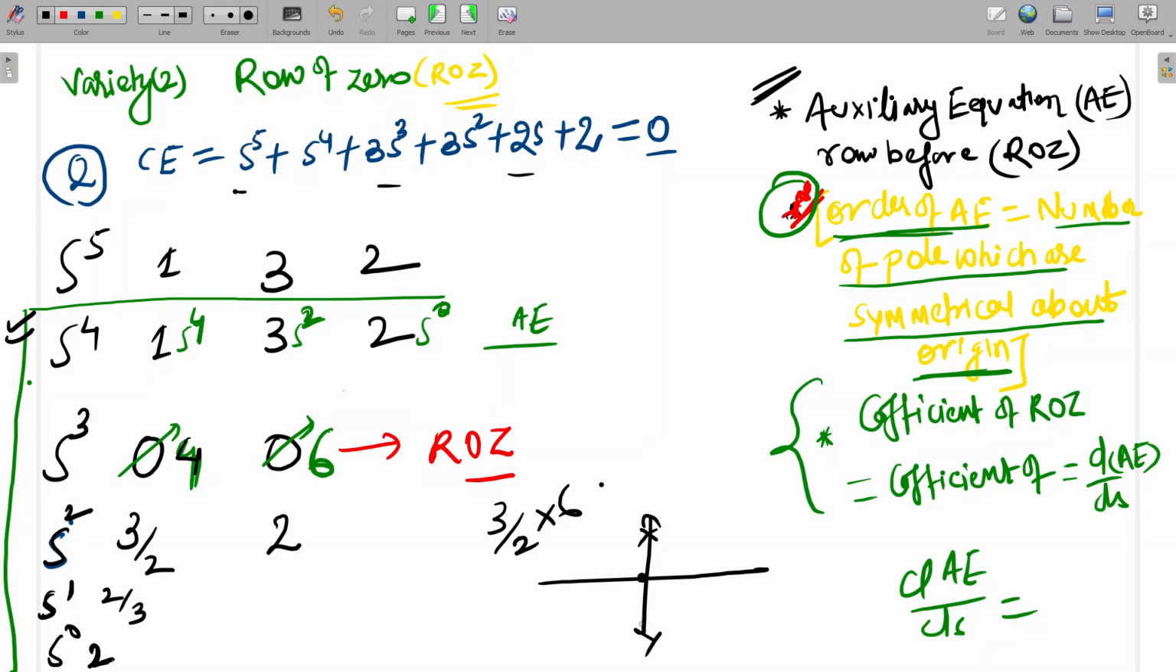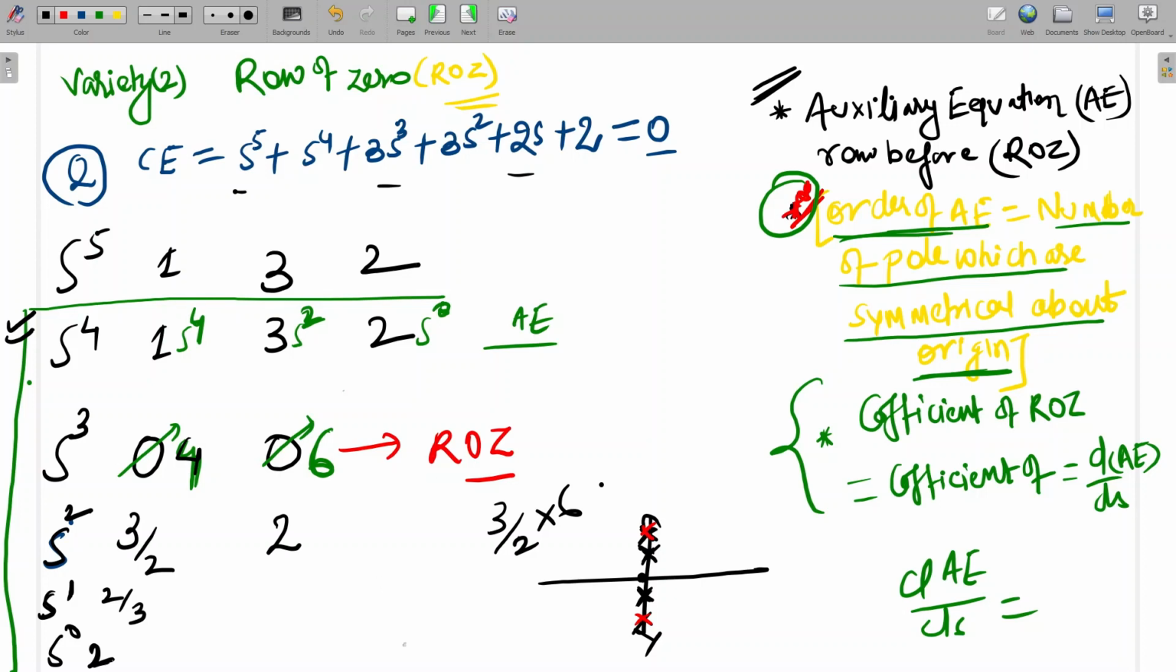Some poles will be here, 2 poles, and 2 poles will be here on the j omega axis only, because complex poles always come in conjugate pairs. So these are 2 poles, and we don't know the exact location, but it will be on the j omega axis. So four poles will be there on the j omega axis, symmetrical with respect to the origin. Is it clear up to now?